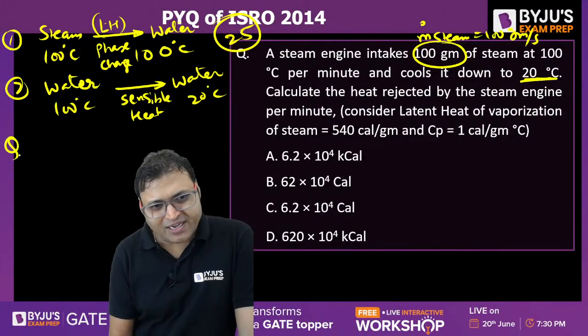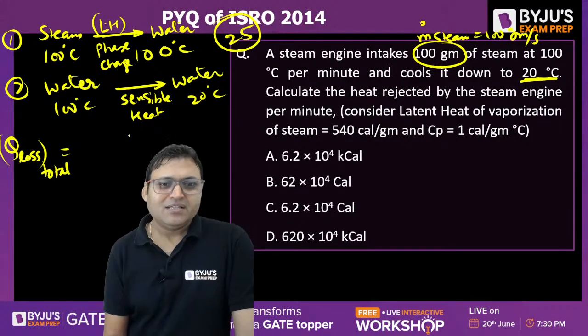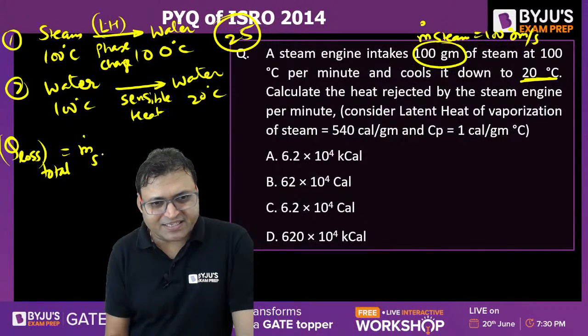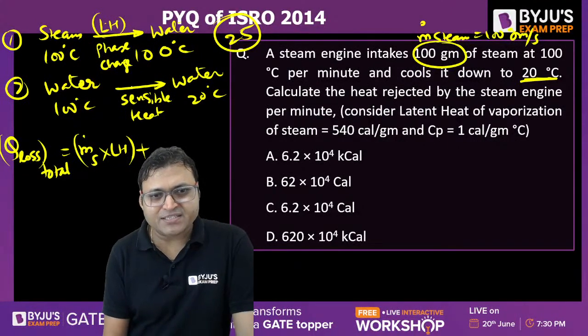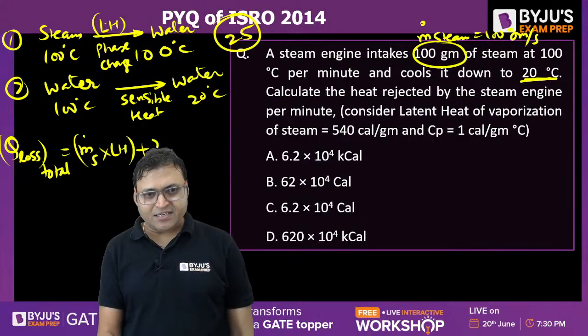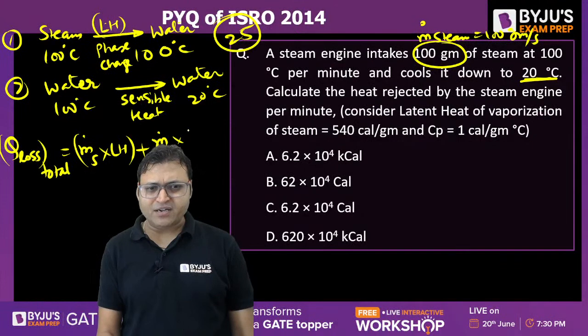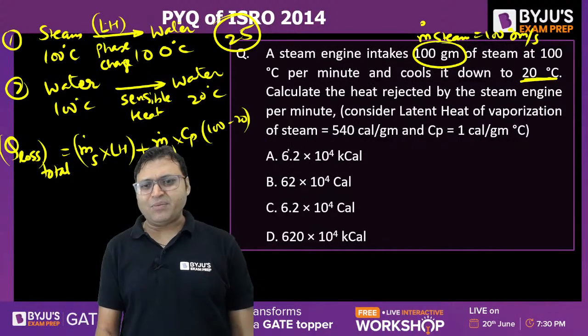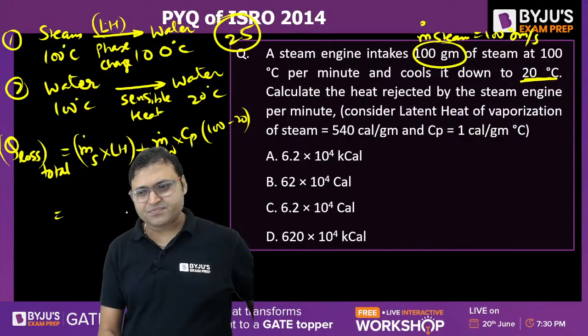So the total heat loss will be how much? The total heat loss is the mass flow rate of the steam into latent heat, plus then there is a temperature change, a decrease in the internal energy. So the mass flow rate of water into Cp into delta T, 100 minus 20. That will be the total heat loss in calories. So you need to take care of the unit.